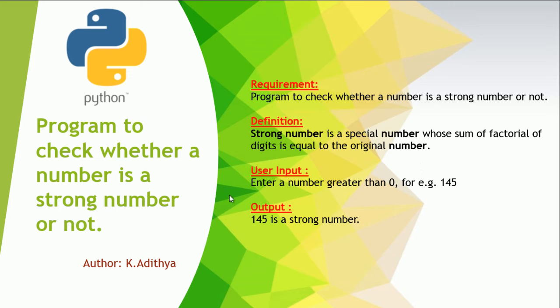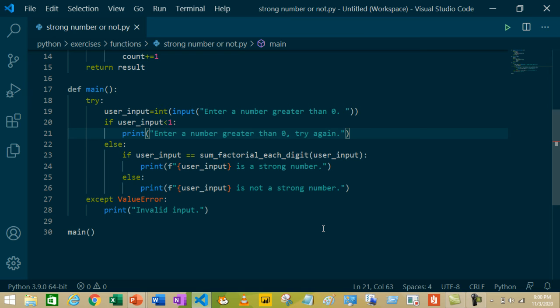For example, let's assume that the user has given the number 145 as the input. The output will be 145 is a strong number. Okay, now let us see this is the code.